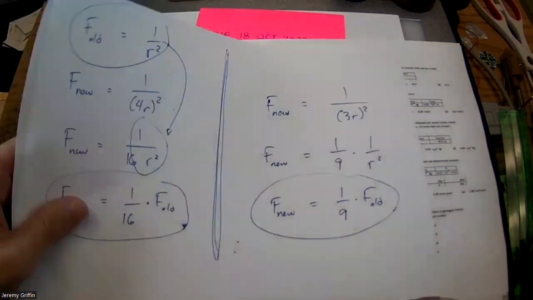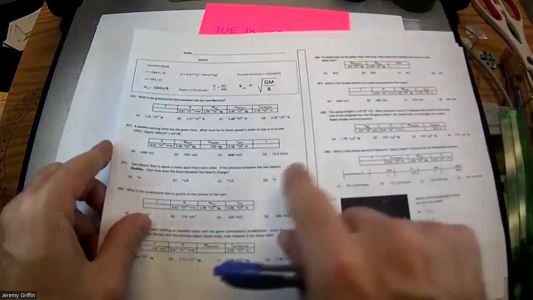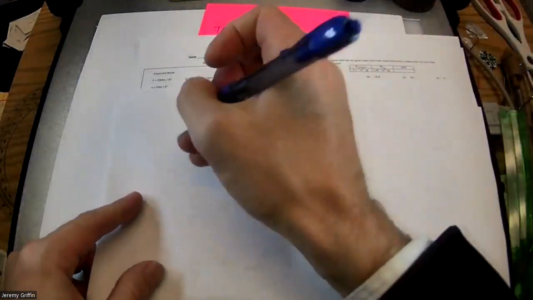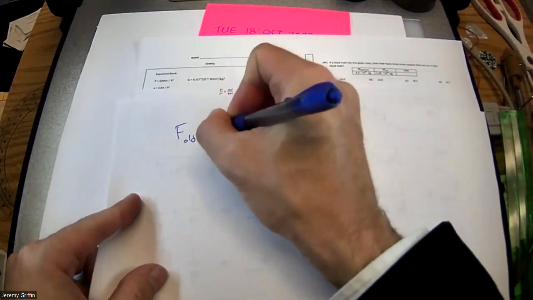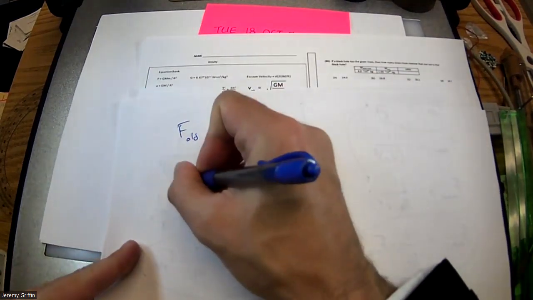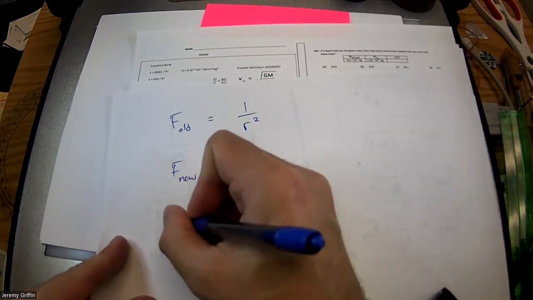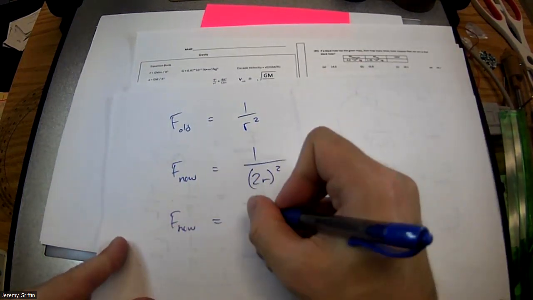And there's one more they could possibly have. What if the distance doubles? The distance doubles. So again, the force should be going down because of the inverse square law. The force is going down, but let's see how much. So F old is 1 over R squared. F new is 1 over 2R quantity squared. Here, it's going to end up being a 4.